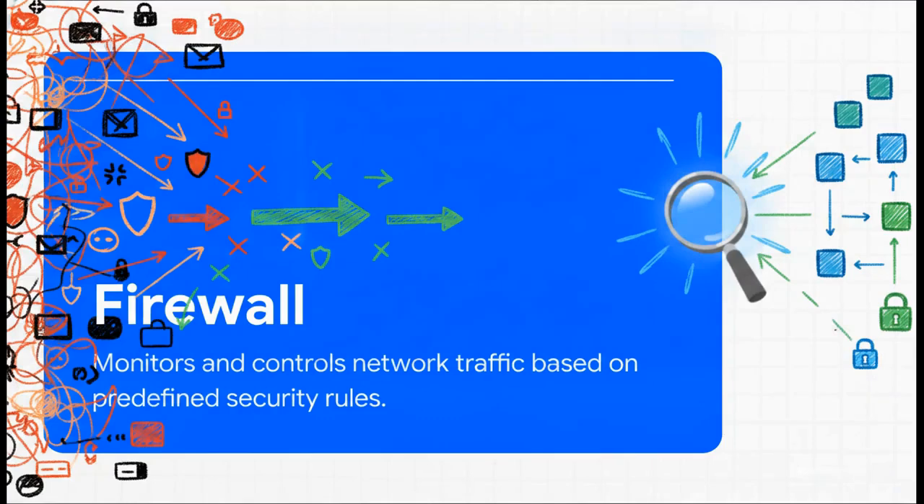Before we compare the two, let's just make sure we're on the same page. A firewall is basically a network security device, or sometimes it's just software, that monitors and controls all incoming and outgoing network traffic based on some predefined security rules. It is the ultimate boundary enforcer, sitting right there between the wild, open internet and your private internal network.